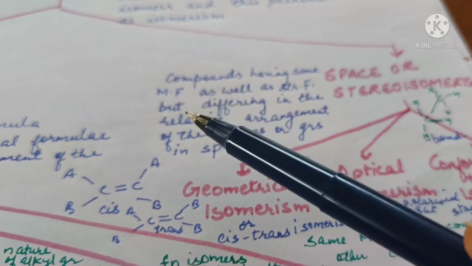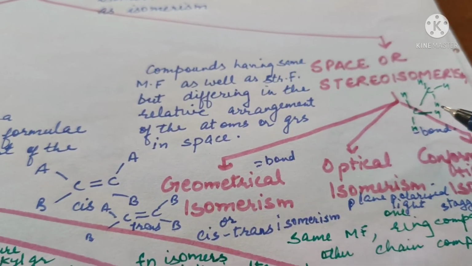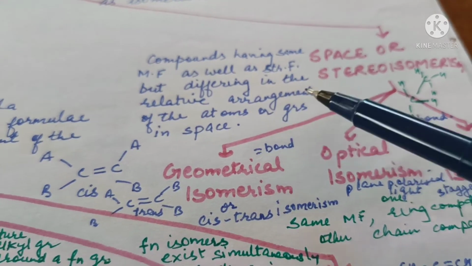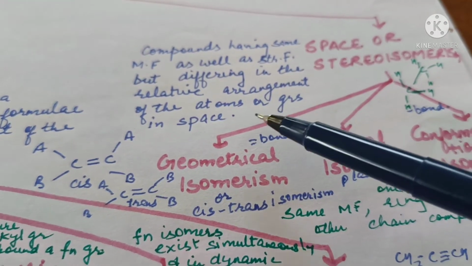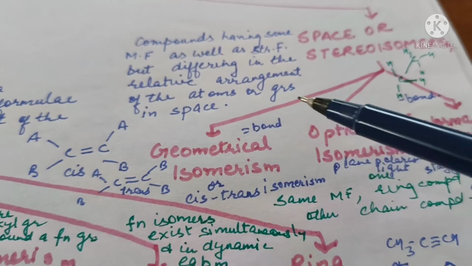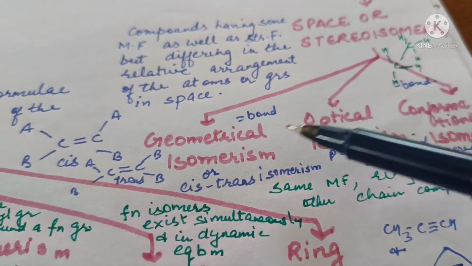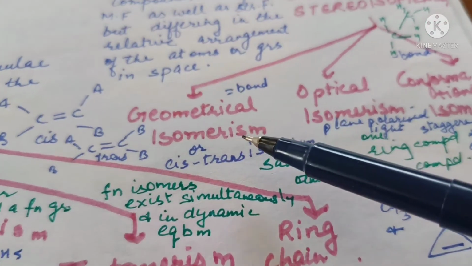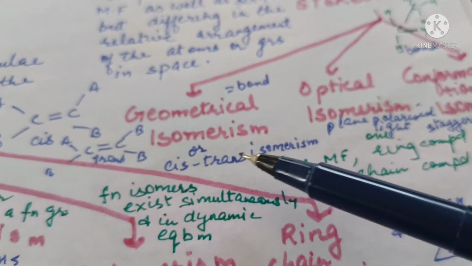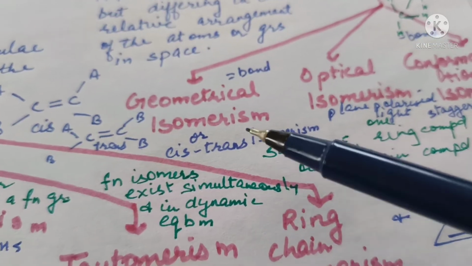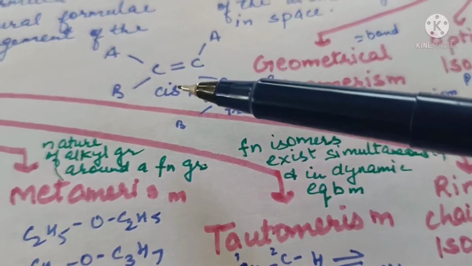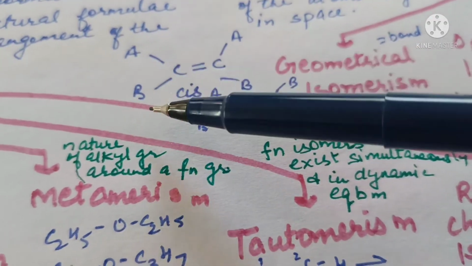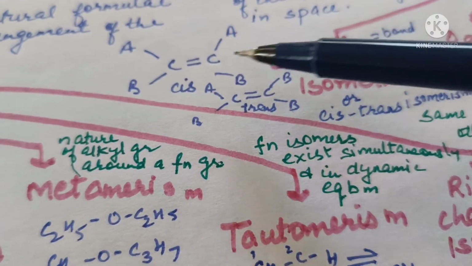The compounds have the same molecular formula as well as the structural formula, but they differ in the relative arrangement of atoms or groups in space. We can categorize them into three categories: geometrical isomerism. This type of isomerism is also called cis-trans isomerism. This occurs in compounds having double bonds and the two groups attached to either side of the double bond.